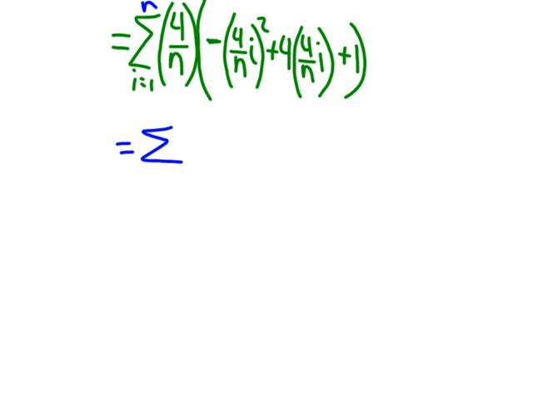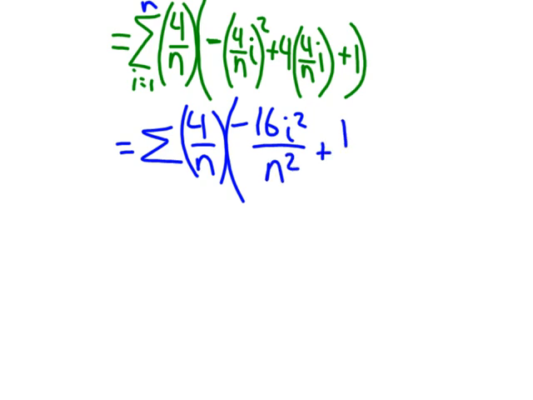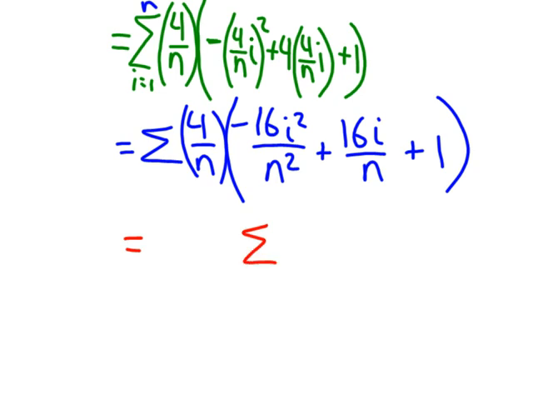I'll go ahead and write the 4 over n. I was trying to decide whether to distribute that in my head or not, but let's call that negative 16i squared over n squared plus 16i over n plus 1. And obviously you have to be careful. There are some really silly and easy algebra mistakes to be made. But again, I'm going to take a little bit of a shortcut and trust that you're getting used to some of the nasty algebra.